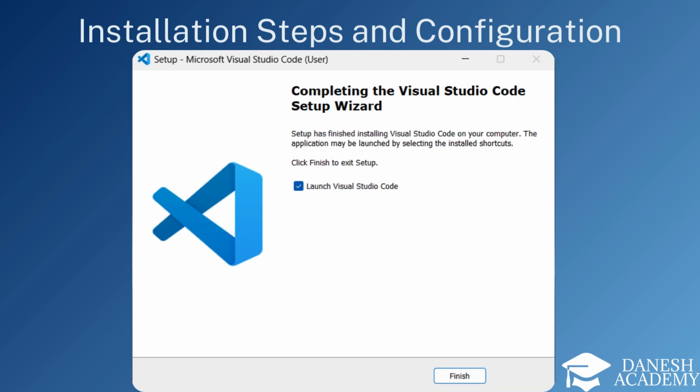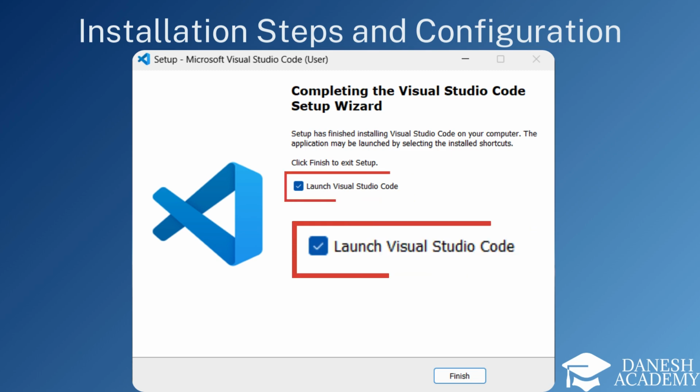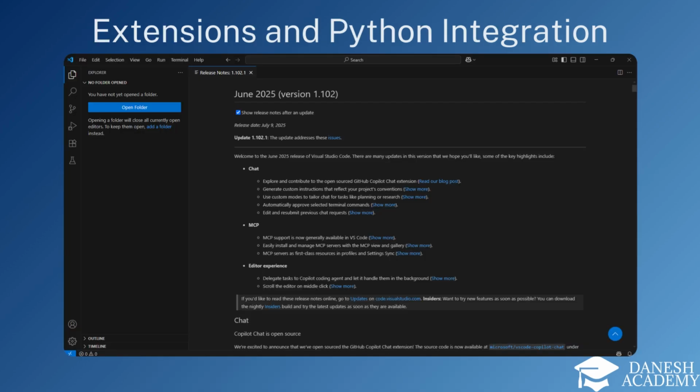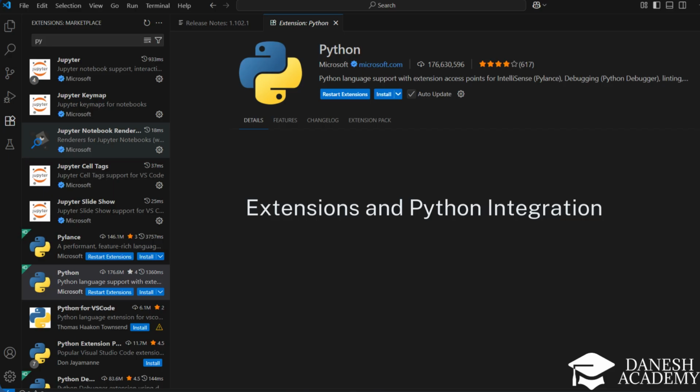Once the installation process is complete, this window will appear. To launch the program, simply check the Launch Visual Studio Code option and then click Finish to exit the setup and start using the software. After launching the program, this screen will be displayed. To use Python within the program, we need to install its extension, which we will explain in detail in the next steps. To install an extension, follow these essential steps.